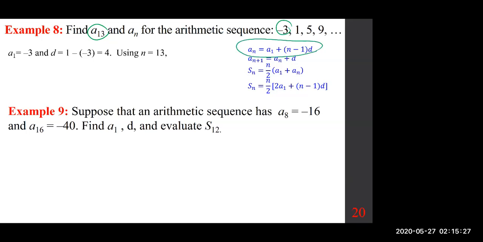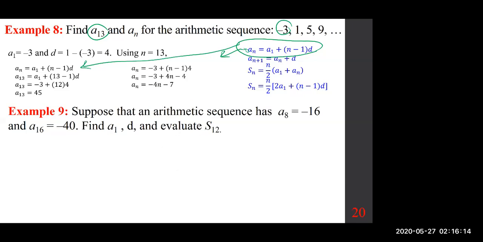You can use this formula. n is 13, a sub 1 is negative 3, and the common difference is 4. Plug in. Now this is a very simple calculation. I'm assuming everybody can see that. Okay. Now, as far as a sub n is concerned, we're going to use the same thing to find a sub n. So it's a sub 1, which is negative 3, plus n minus 1 times d, which is 4, and simplification will result in the following answer: a sub n is 4n minus 7.